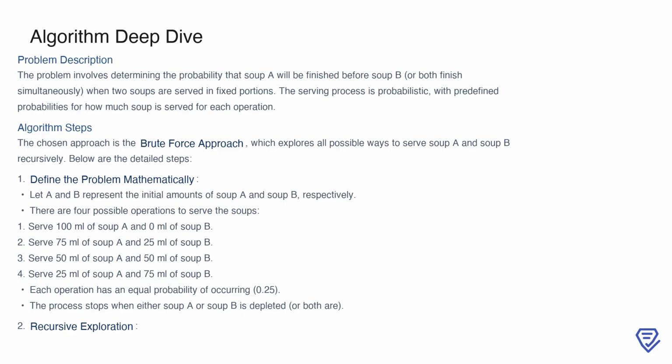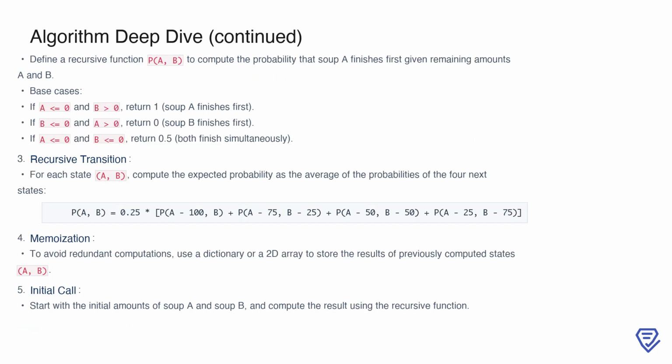First, we define the problem mathematically, representing the soup's initial amounts as A and B. Then, we recursively calculate the probability of A finishing before B by considering all possible serving operations at each step. To implement this approach, we define a recursive function, P(A, B), which calculates the probability that soup A finishes first, given the remaining amounts of A and B. The function has three base cases.